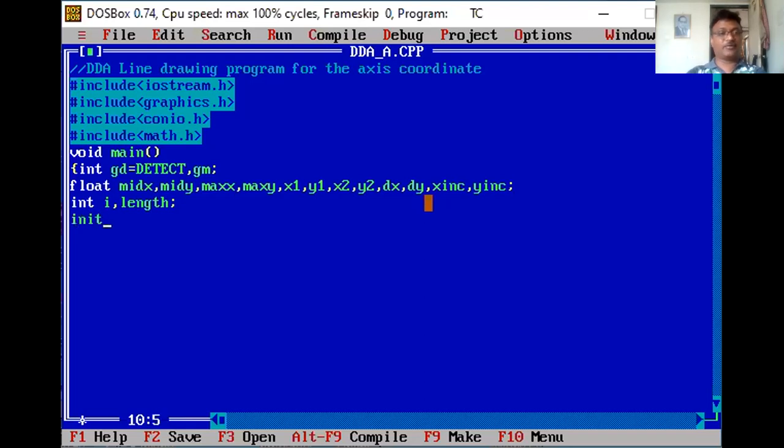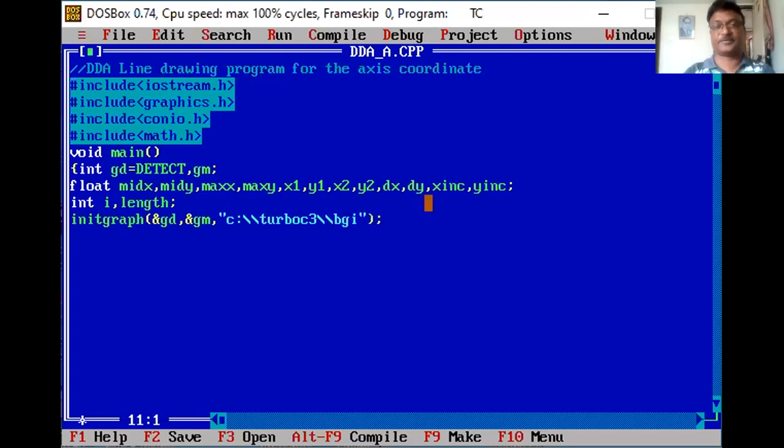Now initgraph. In initgraph, what are the parameters you have to pass? gd and gm, meaning address of gd and address of gm. Here you have to give the path, Turbo C3. Okay, this is the path. Then after Turbo C3, BGI. What is BGI? Borland Graphics Interface.